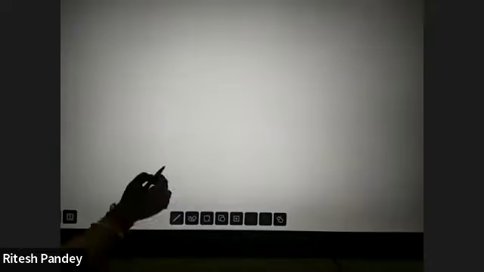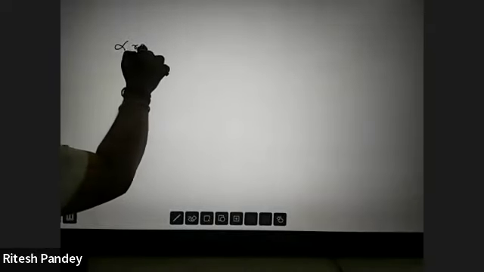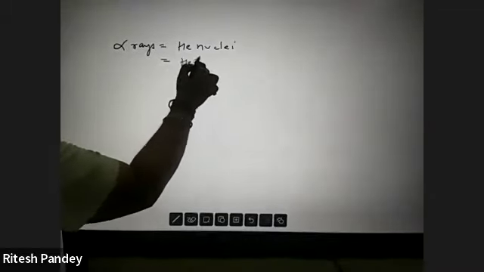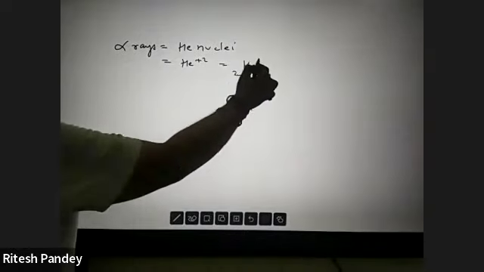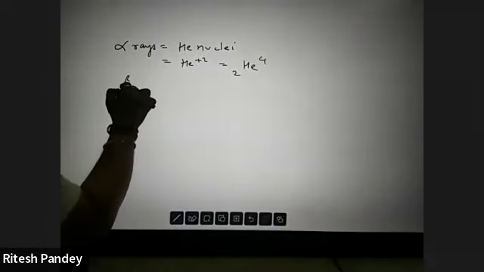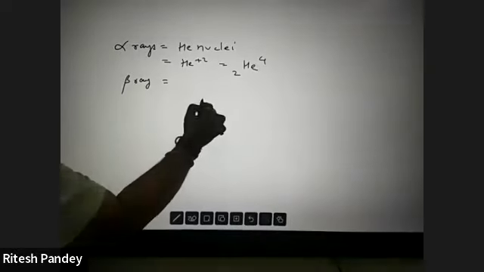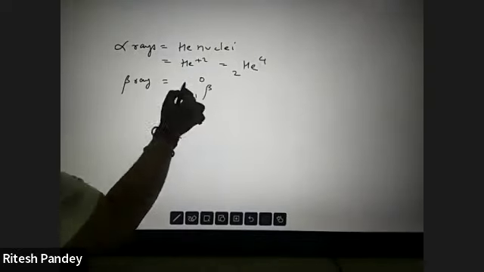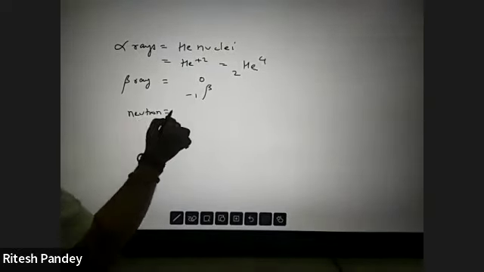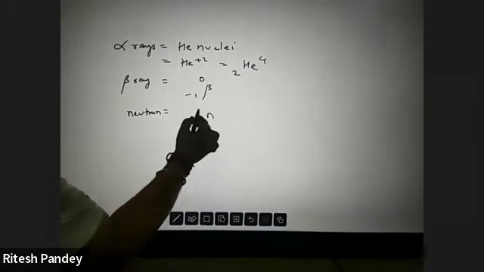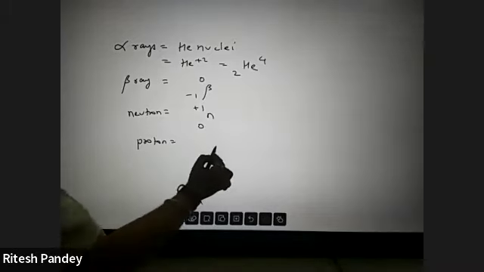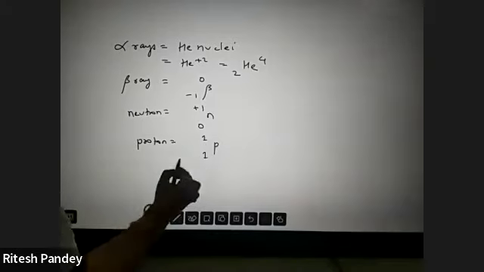aluminium getting bombarded by alpha particles. Now, before I begin, I guess this is understood by all of you. Alpha rays are basically helium nuclei, which is He plus 2 with an effective charge of 2 and mass 4. Beta ray naturally is an electron only with an effective charge minus 1 and mass 0. Naturally, a neutron is going to be represented by small n with a charge 0 and a mass plus 1.